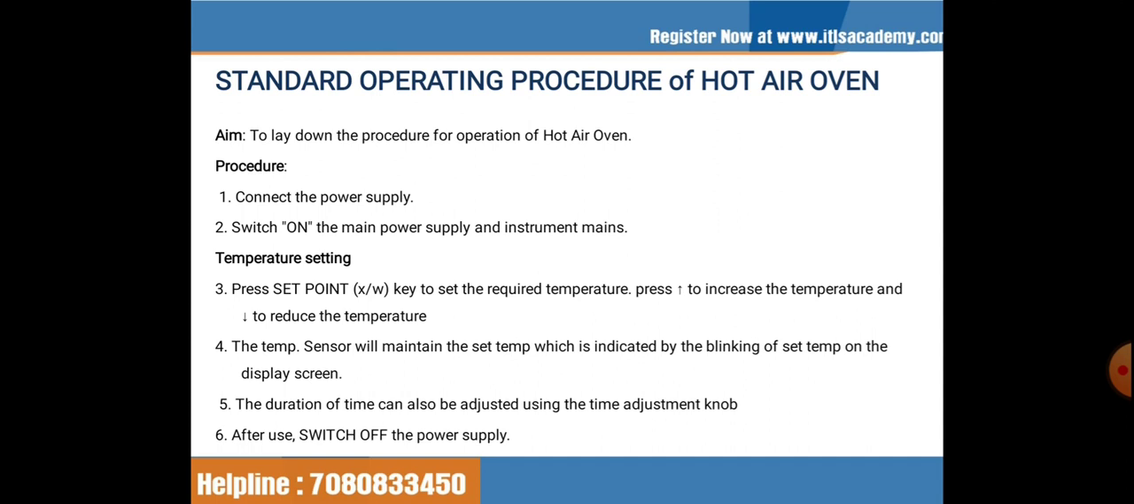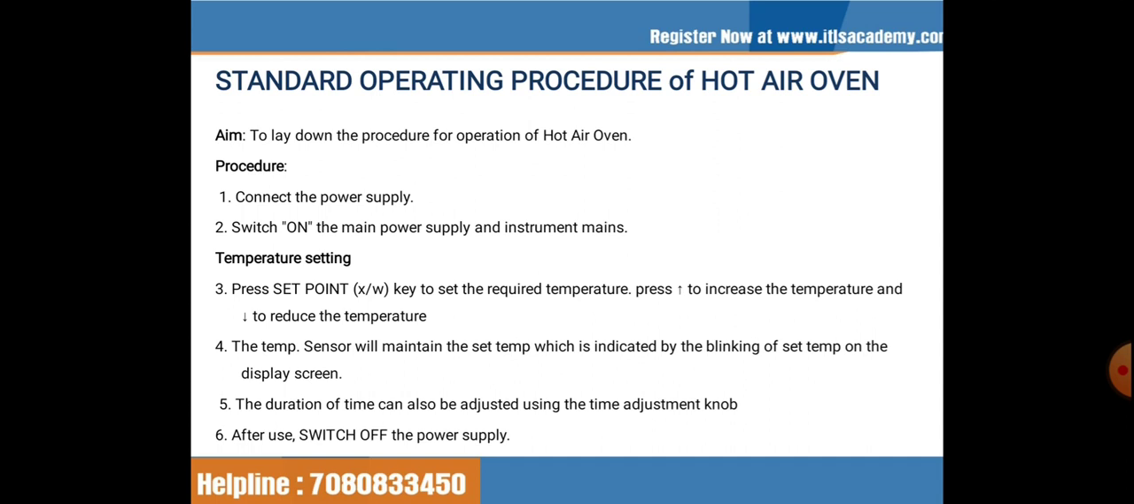Let's see the standard operating procedure of hot air oven. The main aim is to lay down the procedure for operation of hot air oven. The steps are: connect the power supply. Next is to switch on the main power supply and instrument main. Then we have to set the temperature.